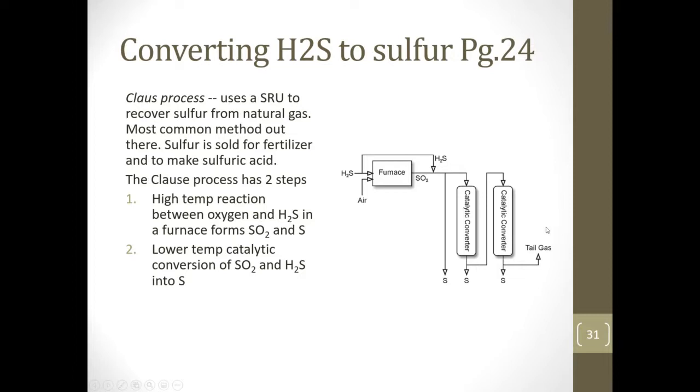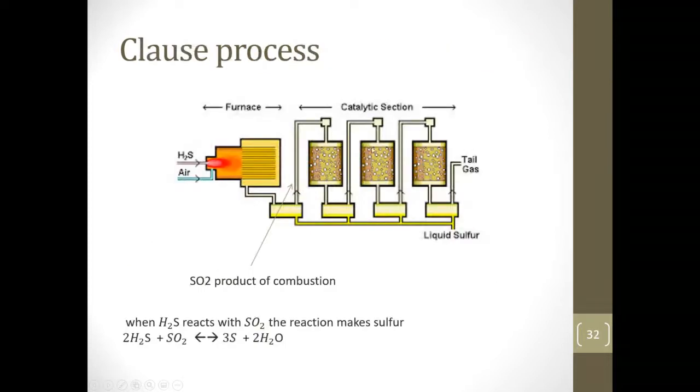The product left over is called tail gas, and I'm not sure if we discuss tail gas treating units. I think we do in this subject here, but we'll see what happens there. So the Claus process, anyway, is converting the H2S into elemental sulfur. Here's a bit fancier picture of it, just showing that it's a multi-stage process. This is a chemical reaction that happens in this Claus process here. Hydrogen sulfide and sulfur dioxide in this reaction will yield us elemental sulfur and water, in the perfect world.